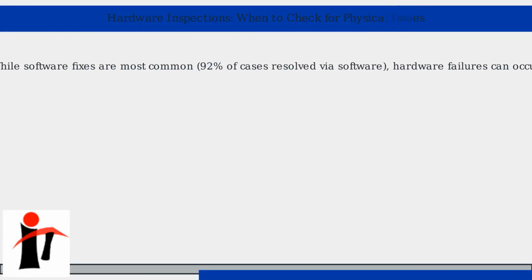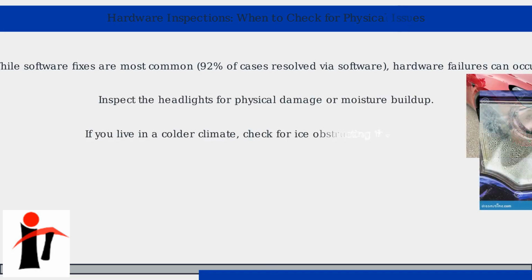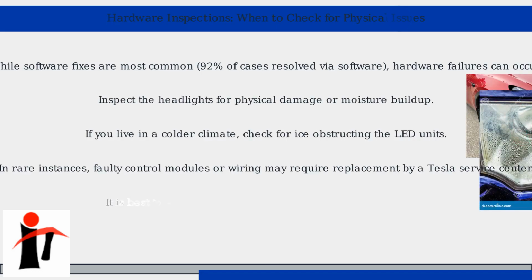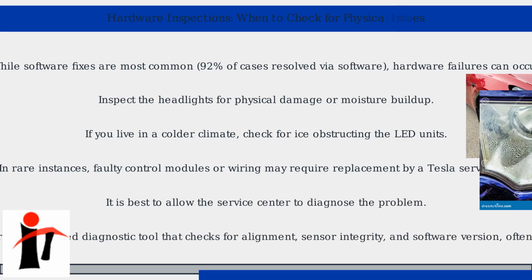While software fixes are most common, with 92% of cases resolved via software, hardware failures can occur. Inspect the headlights for physical damage or moisture buildup. If you live in a colder climate, check for ice obstructing the LED units. In rare instances, faulty control modules or wiring may require replacement by a Tesla service center. It is best to allow the service center to diagnose the problem. Tesla service centers now offer a streamlined diagnostic tool that checks for alignment, sensor integrity, and software version, often fixing issues in under an hour.